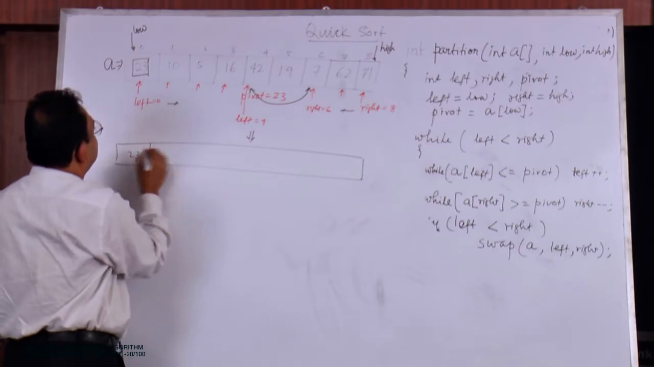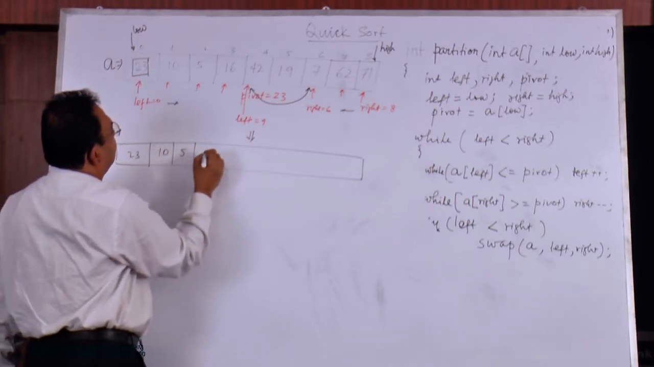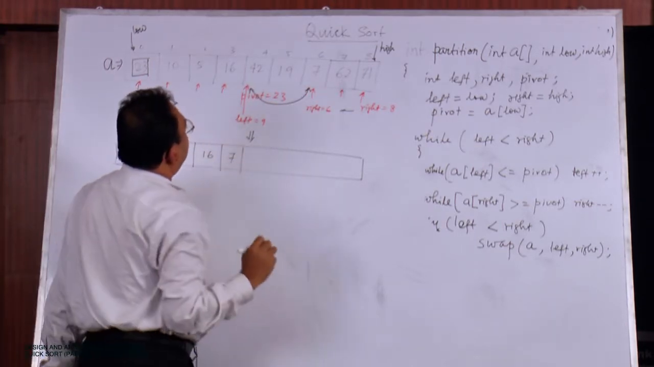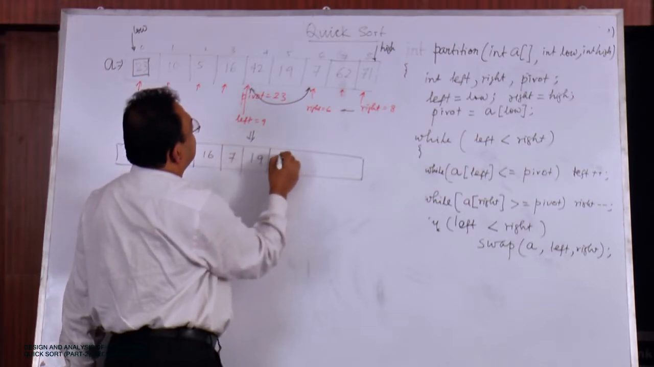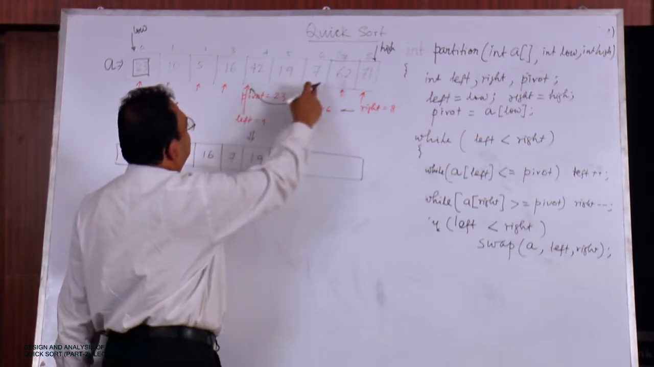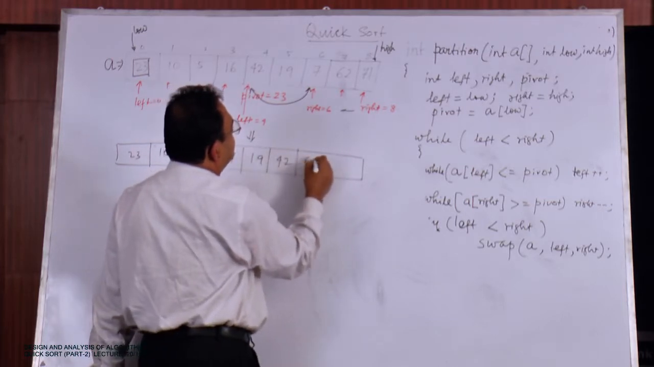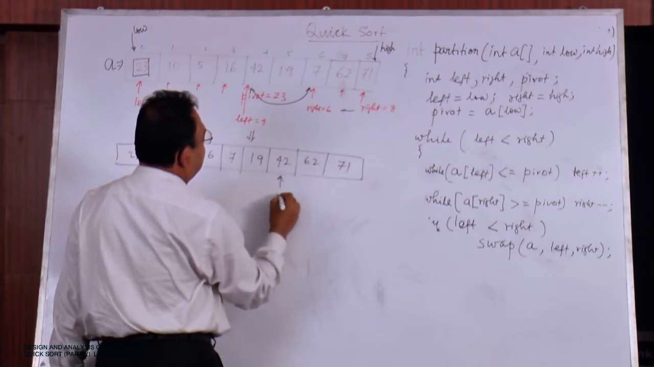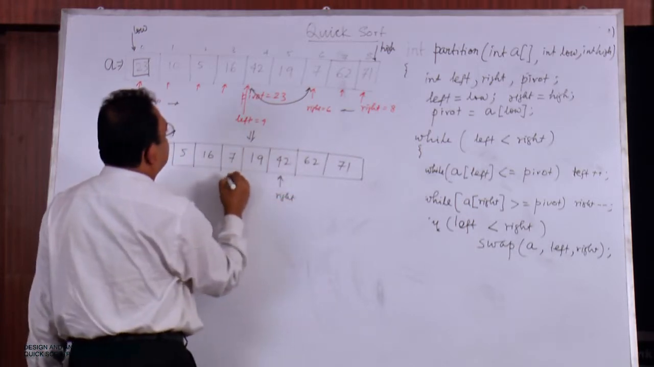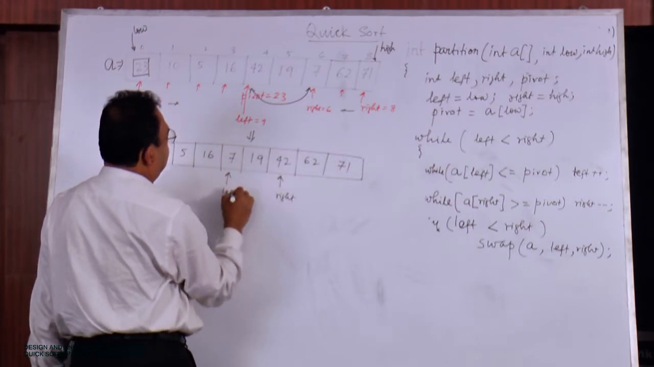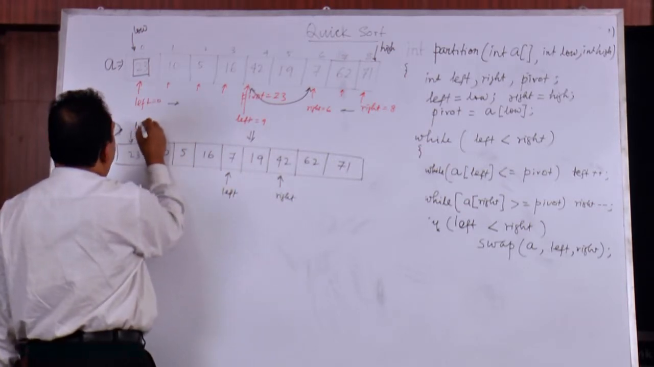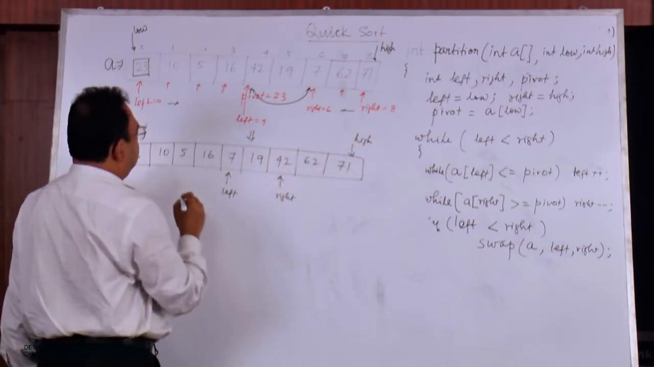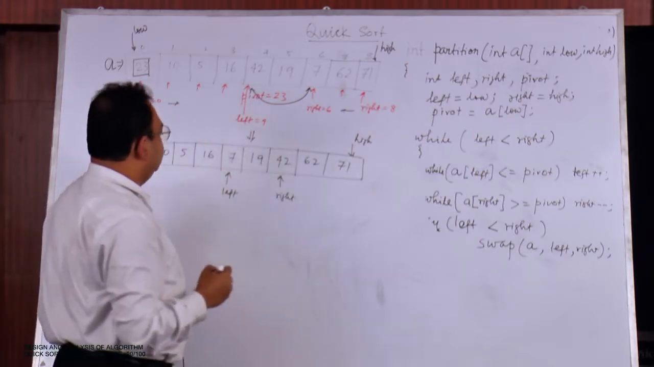After this interchange, the result will be like this. 23 is here, this is 10, this is 5, this is 16. Then 7 will come to this position, this is 19, this is 42, because 42 will move to this position, and this is 62 and this is 71. This is the position of right and this is the position of left. This is low and this is high, and your pivot is the same, 23.